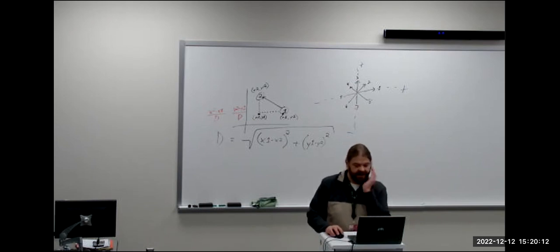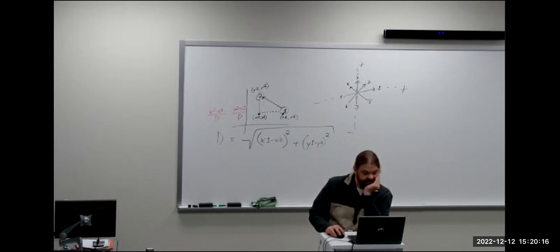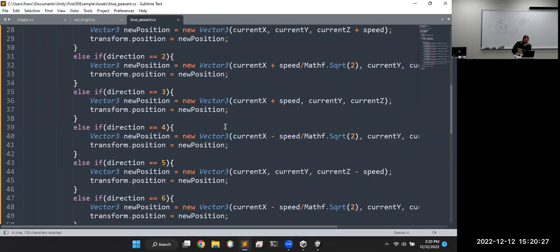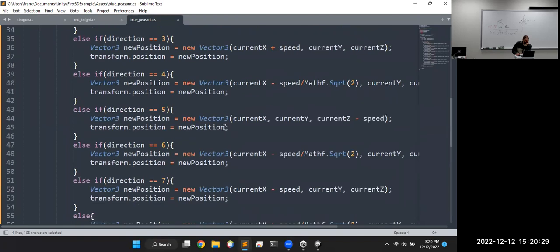Oh, I'm not sharing my screen. How long has that not been shared? When did that screen share stop? Did we go over all the code? Okay.